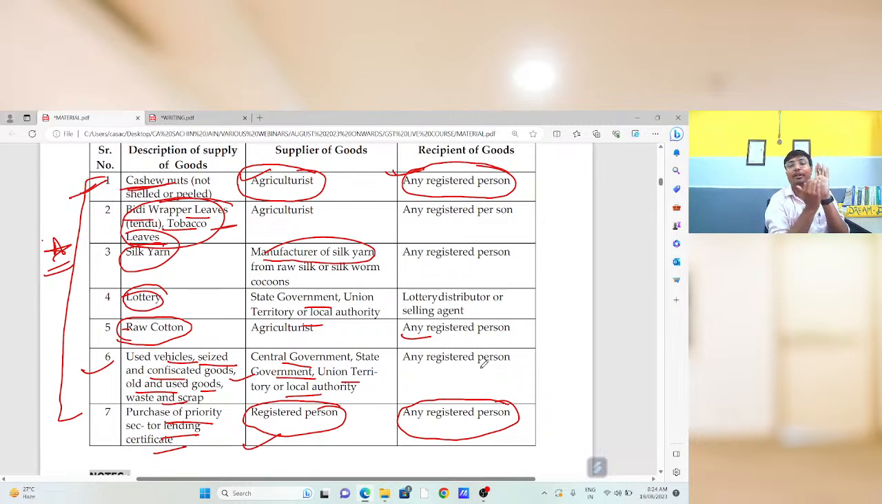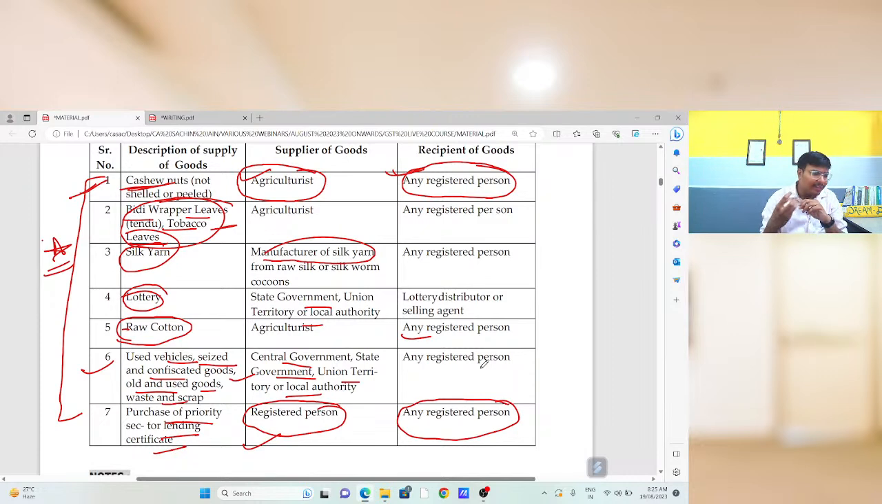That means in case of cashew nuts, recipient is liable to make the payment of taxes. In case of BD wrapper, tobacco leaves, recipient is liable to make the payment of taxes. In case of silk yarn, lottery by state government, union government, local authority, raw cotton, used vehicles, seized vehicles, confiscated vehicles supplied by the central government, state government, local authority, or priority sector lending certificates, in these types of supply, recipient will be liable to make the payment of taxes.